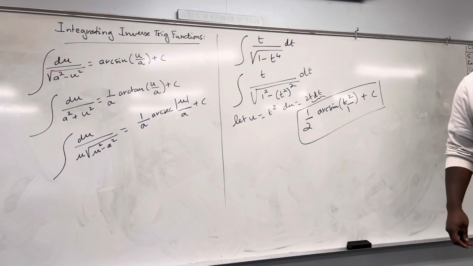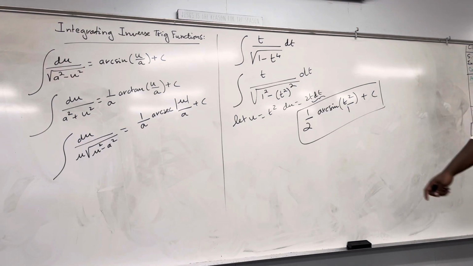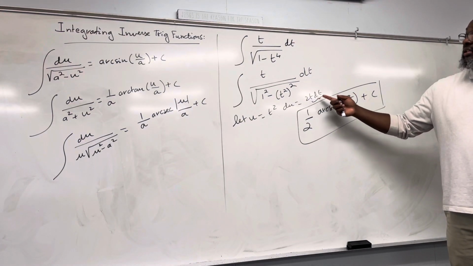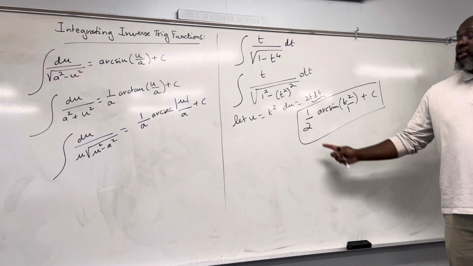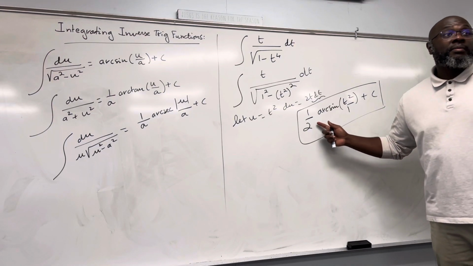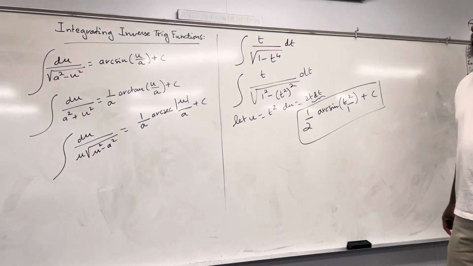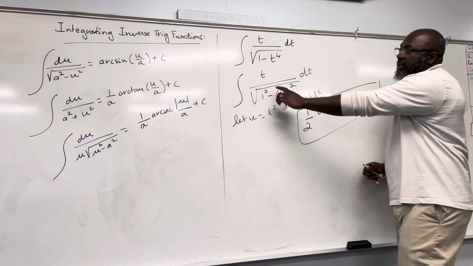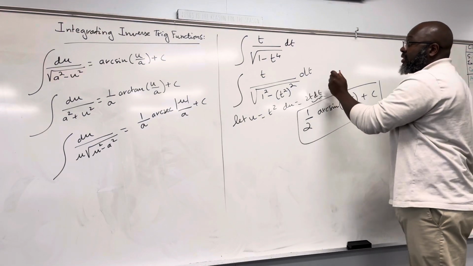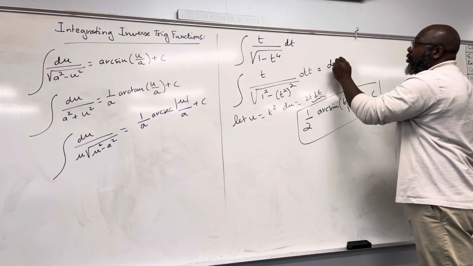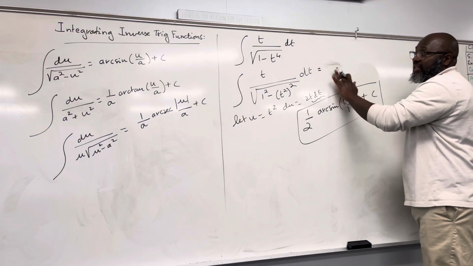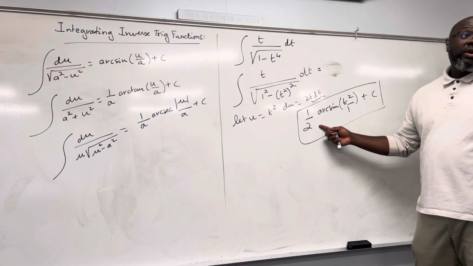How did you get the 1/2? 1/2 because du is 2t dt. So t dt is 1/2 du. So I need to make sure I put a 1/2 next to it. If I don't do that, it's gonna screw my numbers up. Look, what do I have here? t dt. That t dt is equal to du over 2. So that's why I have to put a 1/2 there.